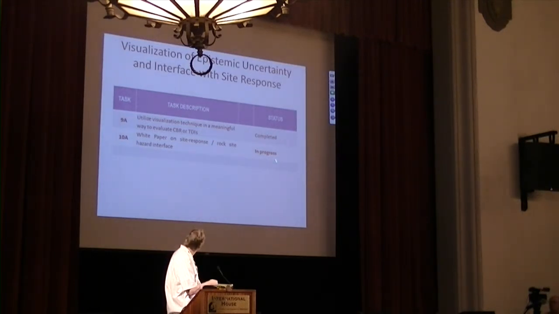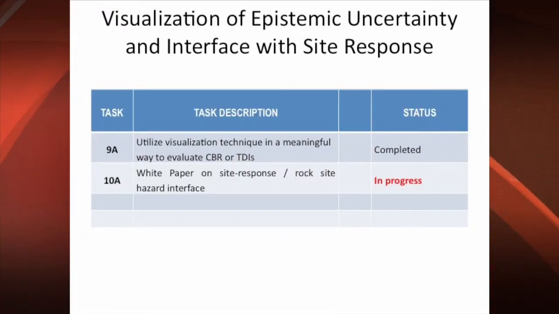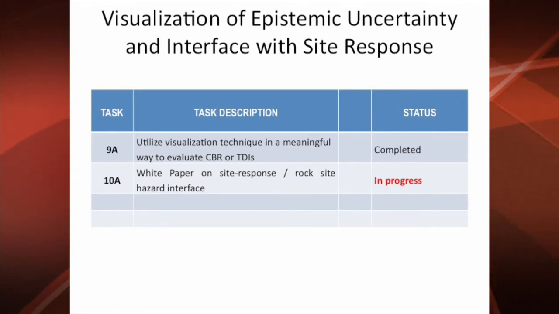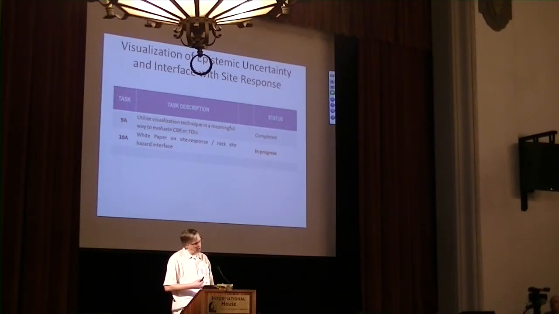And then the last thing is our white paper on the site response rock site interface. That will be written as a paper and included as part of the hazard report, so that there are key guidelines on how this needs to be used, to be sure the interface issues are properly tied, and all of the pieces of epistemic and aleatory variability are covered and not double counted.